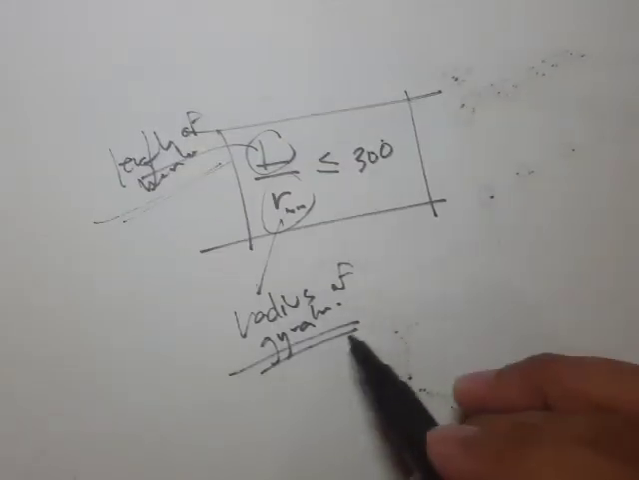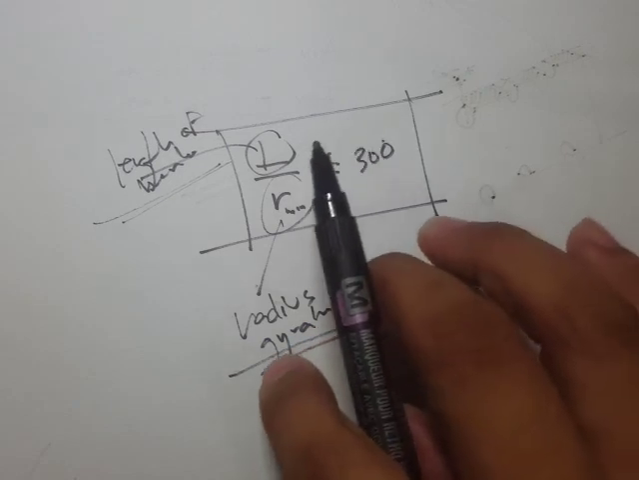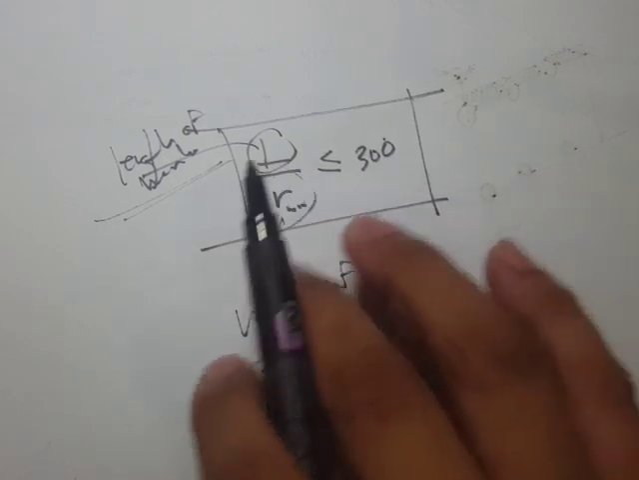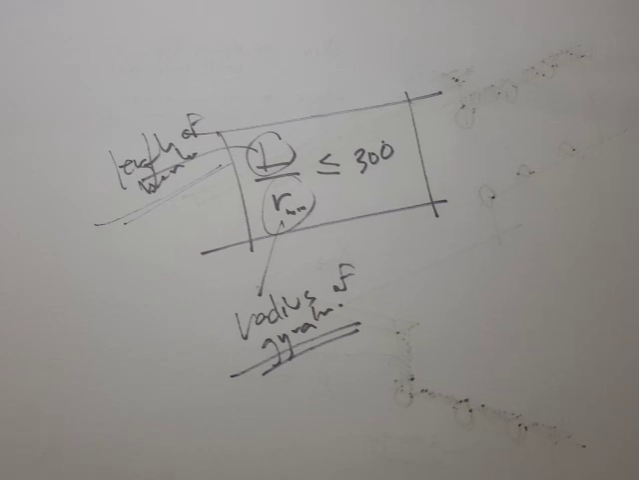For the radius of gyration, you can just go to the table and obtain this value. Alright, so in the next video, we will do a sample problem for this calculation of capacity of tensile members.